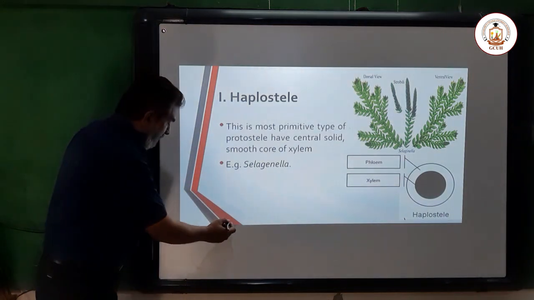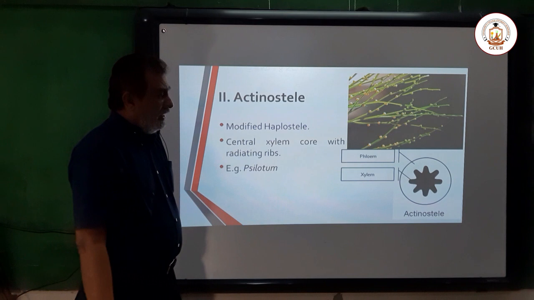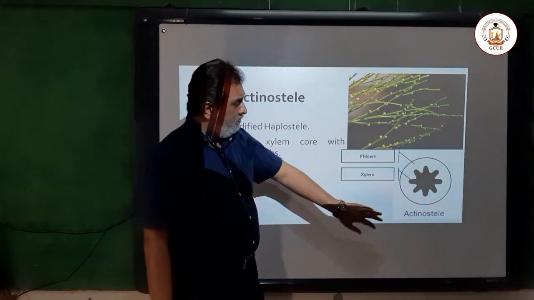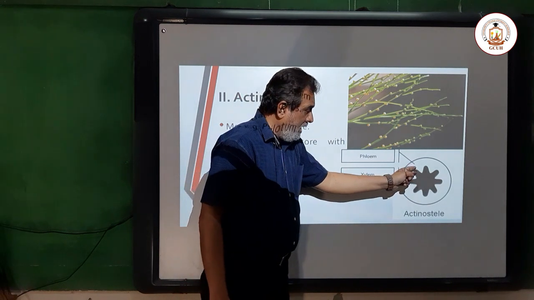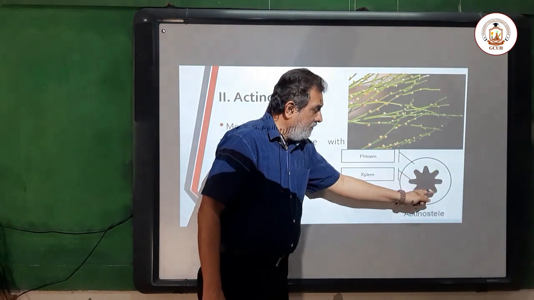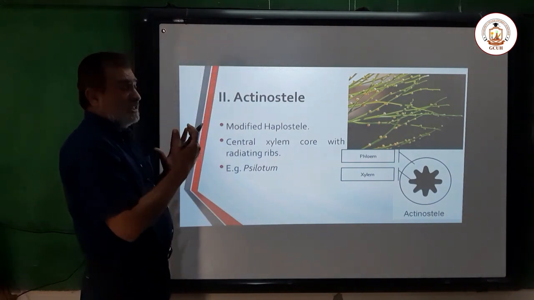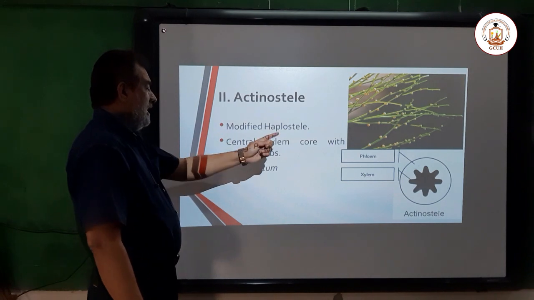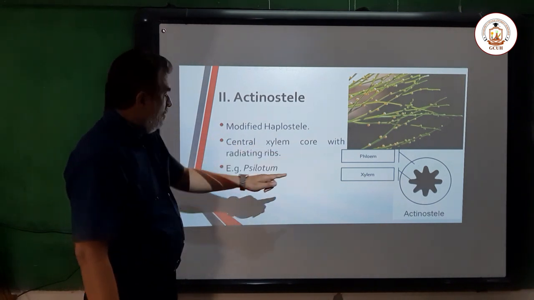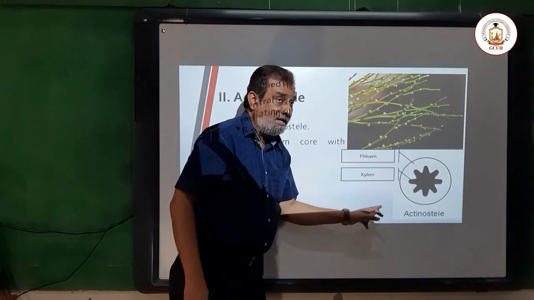Then if you go to the next, that is actinostele, again the pith is not present here, but what happens? The xylem becomes a ring-like or star-like structure. It is modified, but the phloem surrounds it. The modified haplostele has a central xylem core with radiating rib-like structures, and it is surrounded by the phloem.